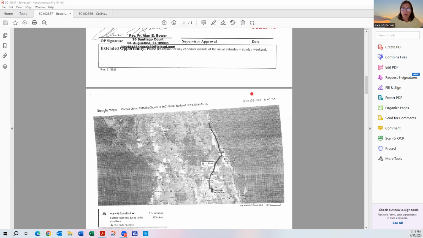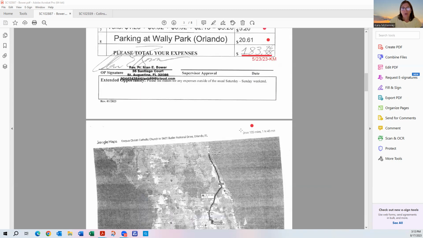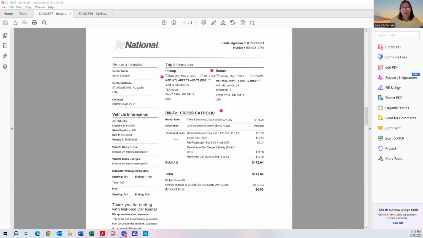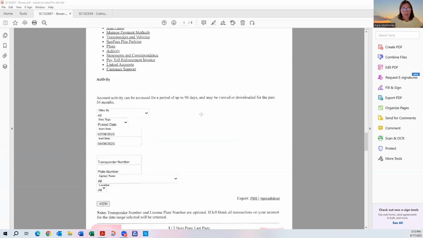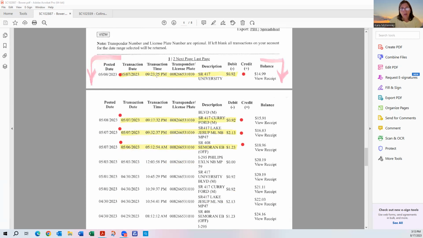And I ask that you do not round up or round down when you go ahead and put the miles here, put the exact amount. So for instance, if this was 105.5, please put 105.5 on your report times 2 and do it that way. So that's that map. He also submitted the car rental receipt, which we show was paid by Cross Catholic. And then we keep going further down. And this is his SunPass statement. And that shows the different tolls that he had to pay along the way. Okay, and the dates. Every receipt needs a date, the amount, and the method of payment.